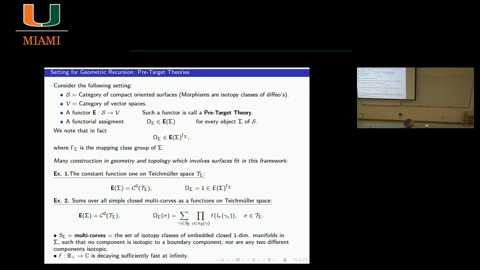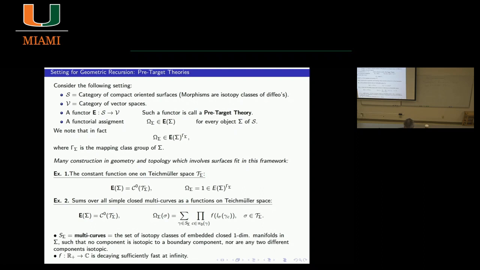The vector space, so the functor up here that I'm talking about, is exactly the same as in this example. It's still continuous functions on this Teichmüller space, but now I consider a discrete set, the set of multicurves on the surface in the way that Thurston defined it and used that word. That is the set of isotopy classes of embeddings of closed one-dimensional manifolds inside the surface, such that no component is isotopic to a boundary component, nor are any two different components isotopic.